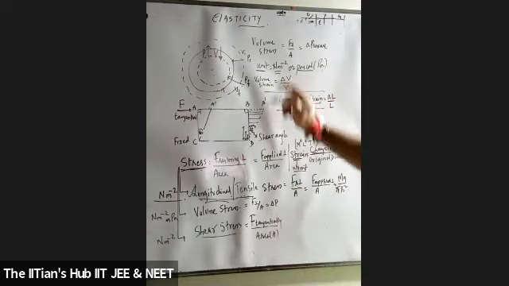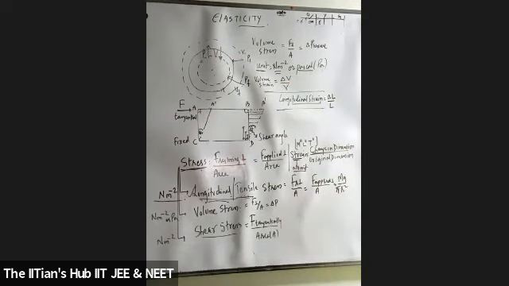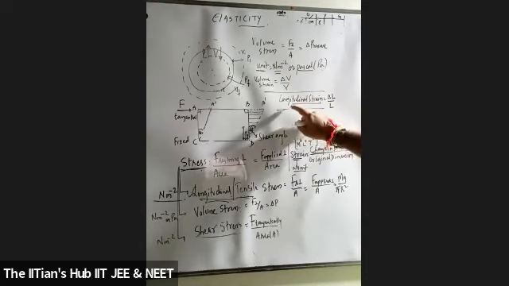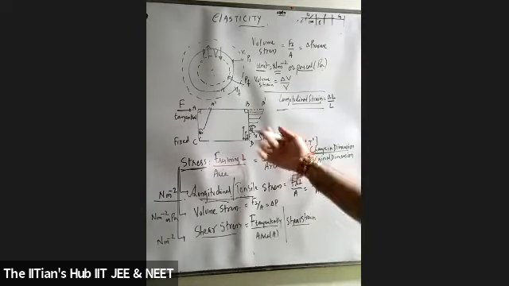So what is volume strain, students? Volume strain is change in volume upon original volume. Will it have any unit? No, it has no unit. It's a dimensionless quantity. So likewise, longitudinal strain is dimensionless, volume strain is also dimensionless. What about shear strain? It's also dimensionless.